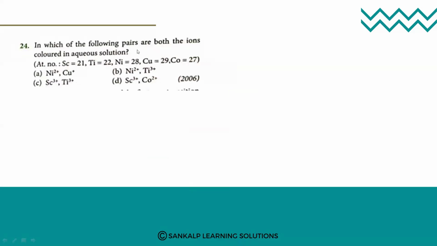In which of the following pairs are both the ions colored in aqueous solution? Again you have to see in which of the ions there are unpaired electrons. Which are the ions which will have unpaired electrons? Shivaruni has answered it as B.